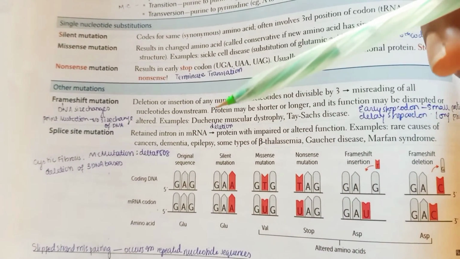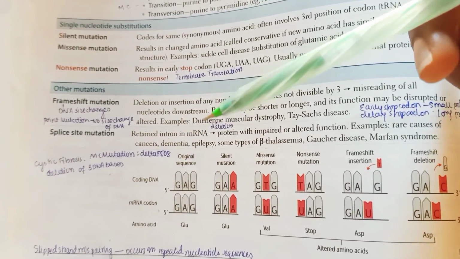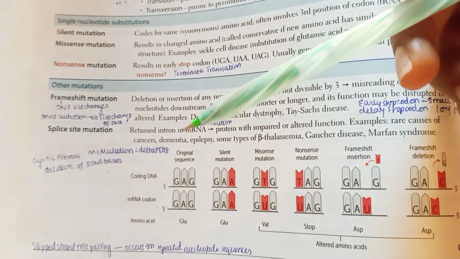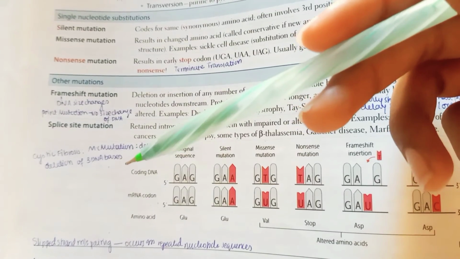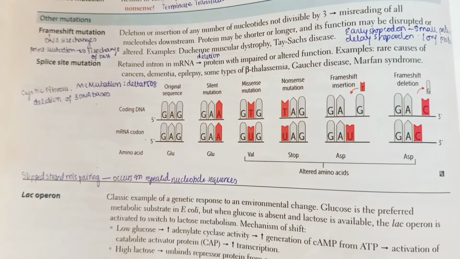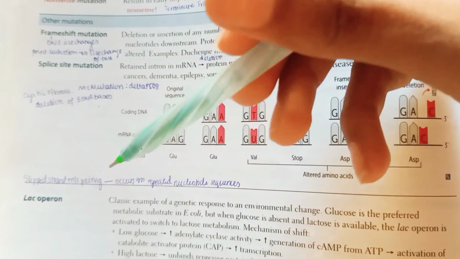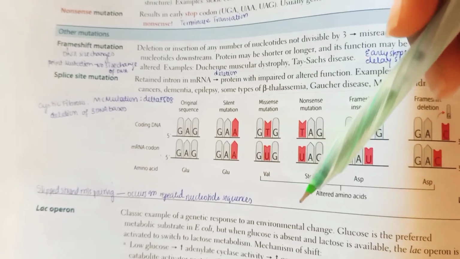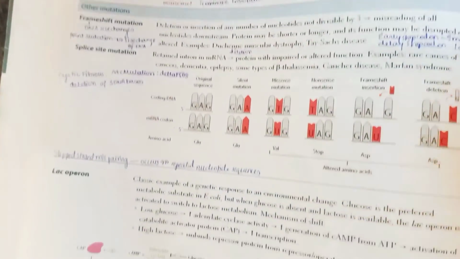And cystic fibrosis. In cystic fibrosis, you can see the most common mutation is delta F508. There is a deletion of 3 DNA bases in cystic fibrosis. There is one more thing: slipped strand mispairing. Slipped strand mispairing occurs in repeated nucleotide sequences. So these are some kinds of mutations in DNA.